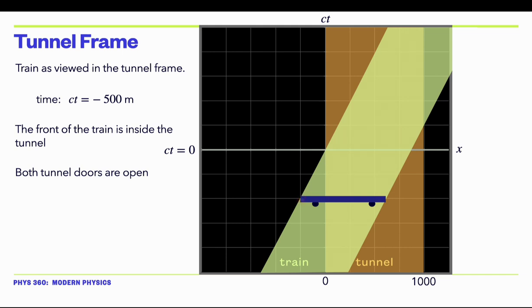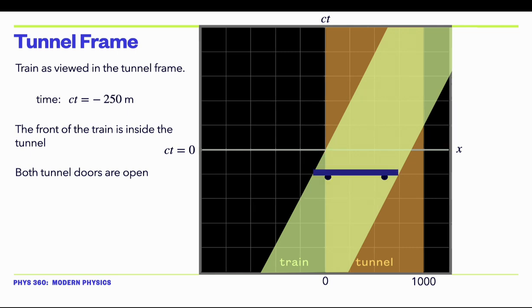So, if we draw the train in at a time of ct minus 500, this is minus 250 there, minus 500, there's the train. At this position, we can see that there's a little bit of the train hanging out of the tunnel, but most of the train is already in the tunnel at this point. So the left edge of the tunnel door is right there. And we'll assume that both doors to the tunnel are open, because remember, we close the tunnel doors at time t equals 0.